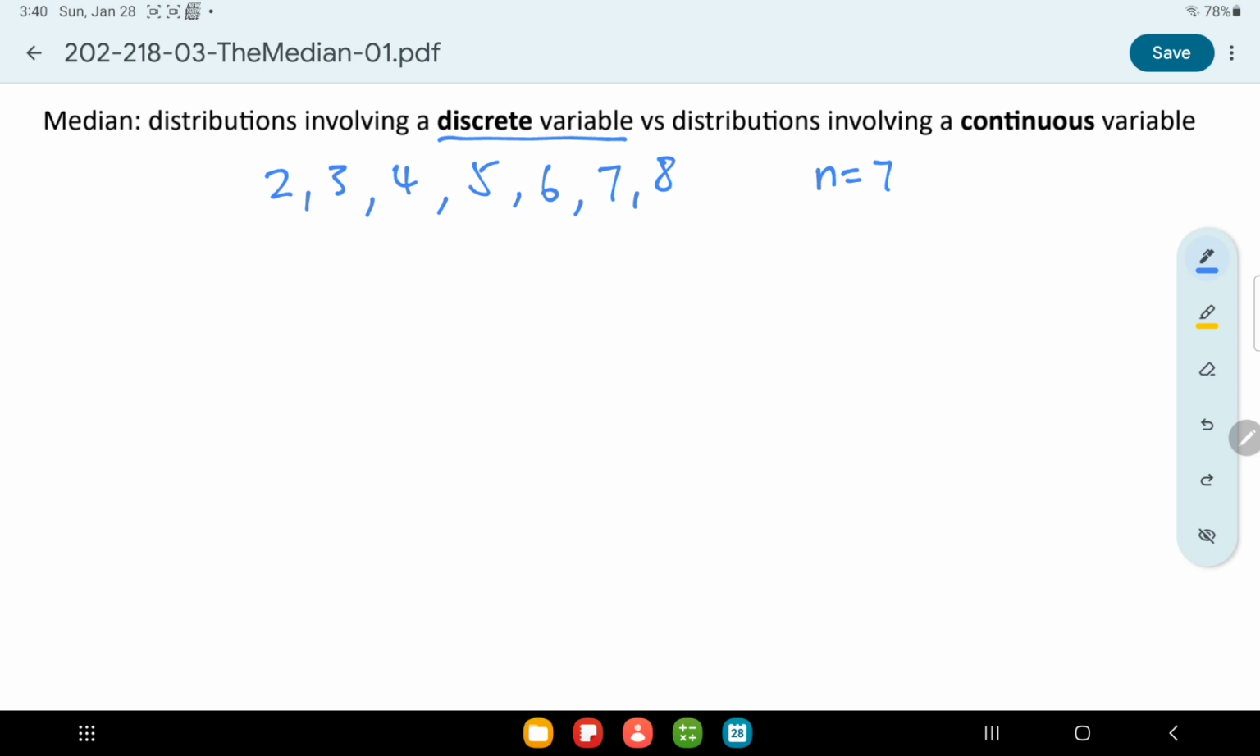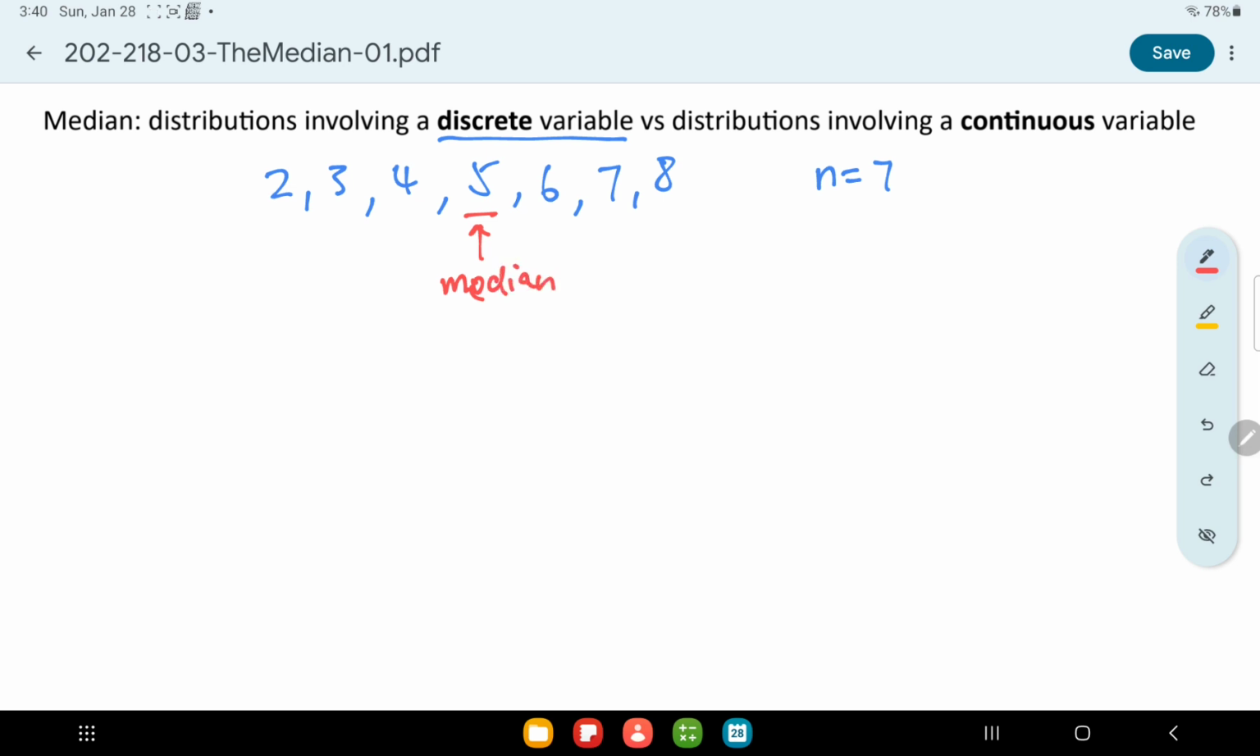When n is an odd number, in a very straightforward fashion, all you need to do is to identify the middle number. There you go. This is the median.